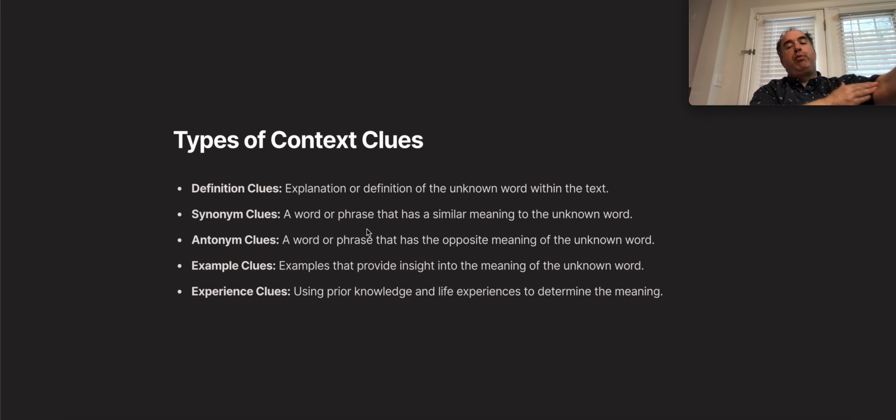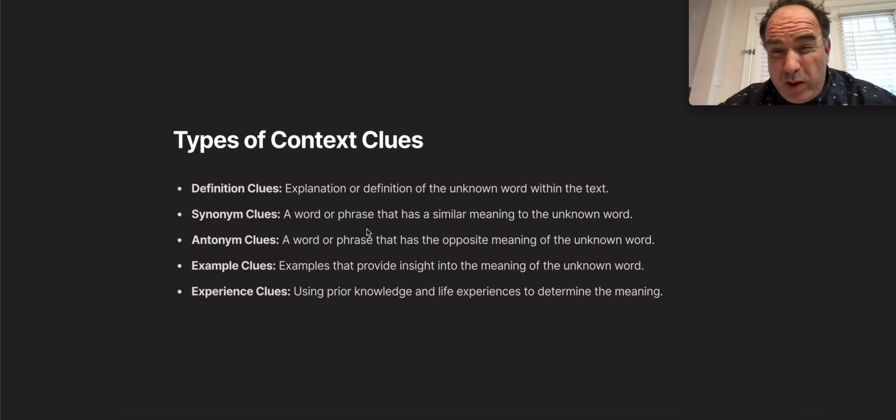Experience clues, using prior knowledge and life experience to determine the meaning. So if we're having a conversation about scuba diving and I say, "Oh, I'm worried about my regulator," you'll know it's probably something to do with scuba diving. And you can start to think about what regulator means. You can look at the word regulate, which is to control. So if we're talking about scuba diving and we're talking about controlling things, what do you need to control when you scuba dive? Well, you can't control the water. You can't control the fish. The only thing you control is your body? No, you do that. That's your brain. So the breathing. So a regulator is something that controls the air, and you can break it down like that.